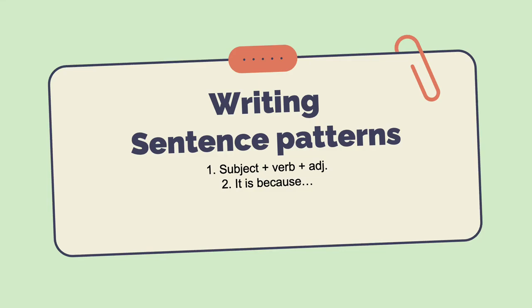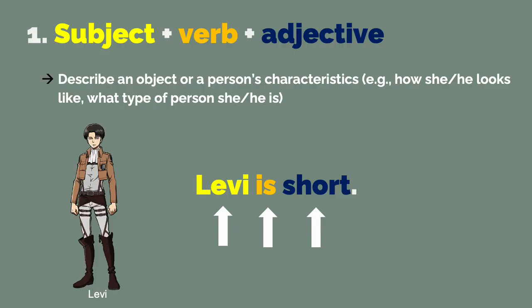Hello everyone. Today in this video, we are going to recap two sentence patterns we have learned in this term. One of them is subject plus verb plus adjective, and the other sentence pattern is it is because. Let's get started. First of all, let's take a look at the first sentence pattern, subject plus verb plus adjective.